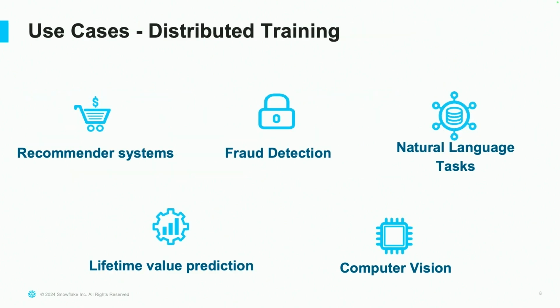In terms of use cases for distributed training, they're fairly broad. These are some of the use cases we hear quite frequently from our customers. They're not specific to structured or unstructured data. They're not specific to traditional ML or deep learning. Whether you're doing XGBoost or PyTorch, you can speed up your workflows with distributed training. Today we'll see an example of a recommendation model, but we see fairly common use cases in fraud detection, lifetime value prediction, or very classic unstructured use cases in computer vision or NLP.